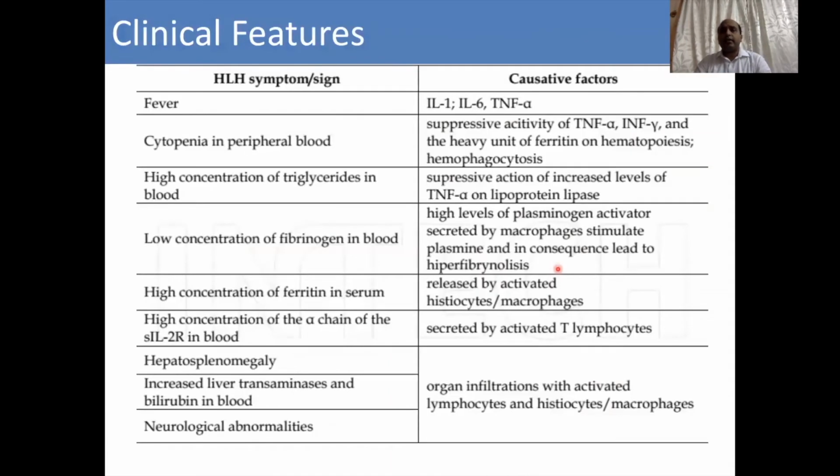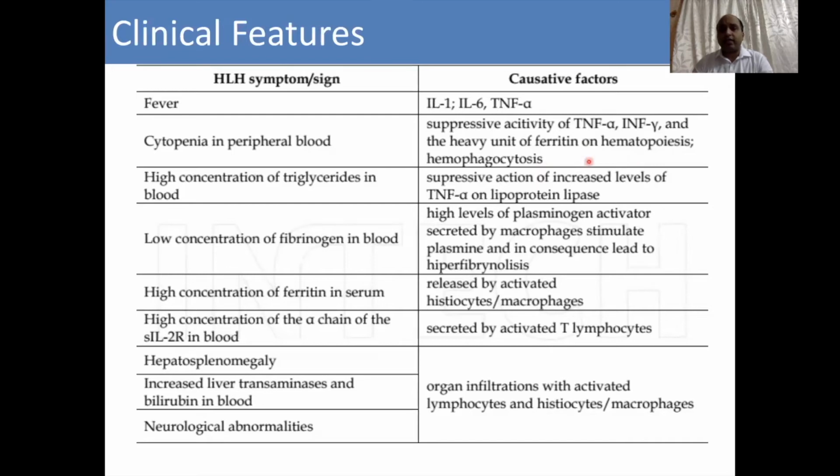So why are these symptoms occurring? Because of the underlying pathogenesis mechanism: interleukin 1, TNF alpha, interleukin 6. I told you, because of the constant activation of the macrophage by interferon gamma, it can cause fever. So why is there cytopenia? Because of the suppressive activity of TNF alpha, interferon gamma, and the heavy unit of ferritin on hematopoiesis, and because of hemophagocytosis.